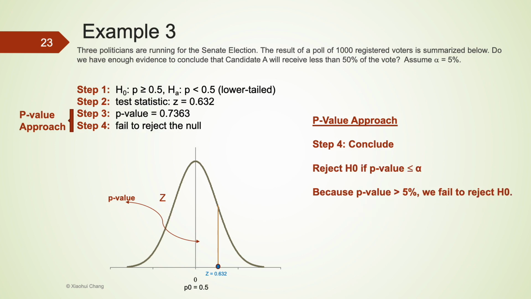In the final step of the p-value approach, we compare the p-value with alpha. Because our p-value is about 73%, we know it is more than 5%, so we fail to reject the null. And we arrive at the same conclusion as the critical value approach. That says we do not have enough evidence to conclude candidate A is going to receive less than 50% of the vote.